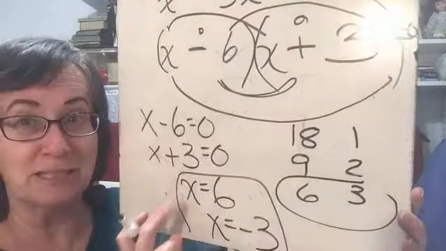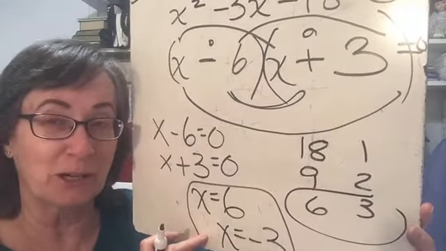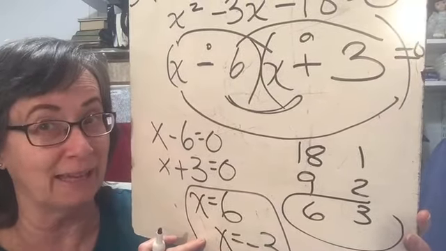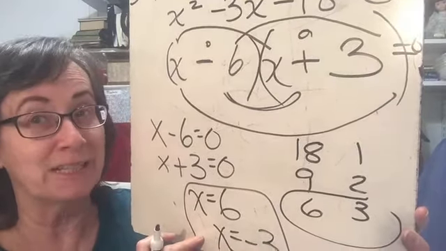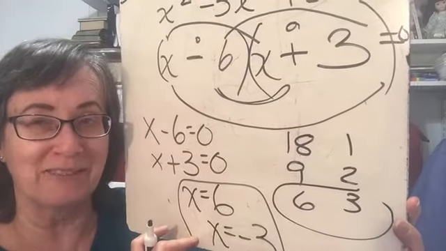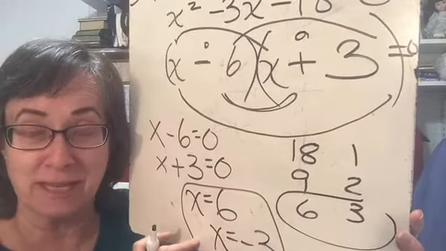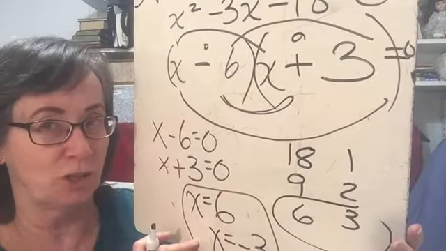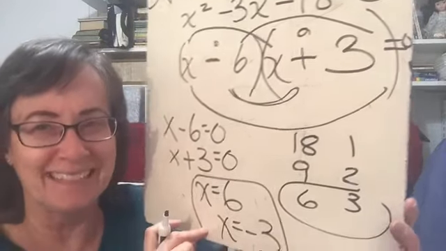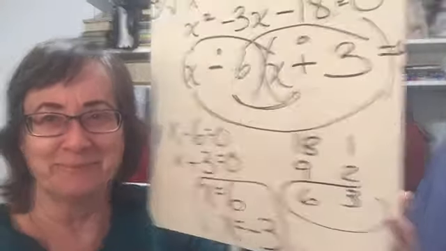How many solutions did we have? 2. What was our equation? It was quadratic, which means it started with an x to the 2. So we had at most 2 solutions that we can find in this course, and we found them both, and we can be guaranteed that that's all there is, because a quadratic can only have 2 solutions. Isn't that awesome? Here we go.